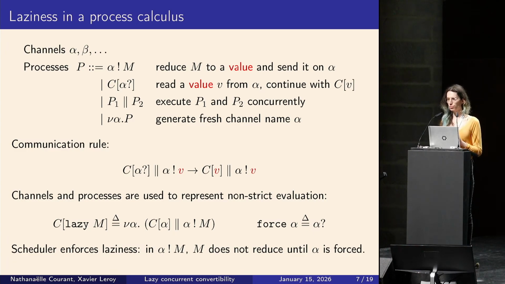We only have non-strict evaluation. The lazy part comes from the scheduler, which will not reduce m in alpha bound m until alpha is itself forced. So until some other thread is waiting for a value on alpha.